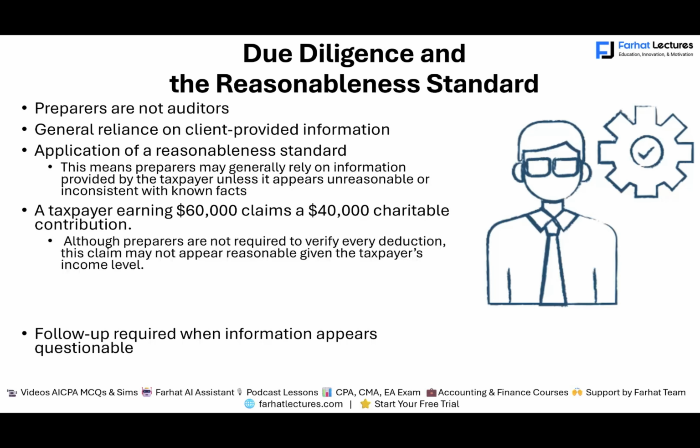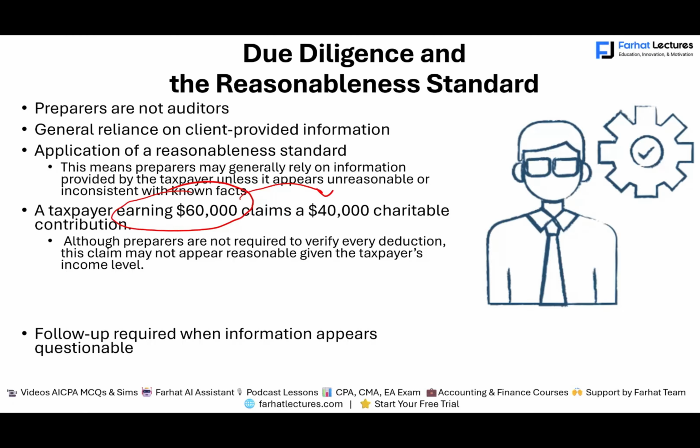Now, you're not required to verify, to audit every claim, every deduction. But if something appears unreasonable, you have to let the taxpayer know that that could trigger an audit. Why? Because the IRS will have data about people with $60,000 in earnings not making a charitable contribution of $40,000. So it's a bit unusual.